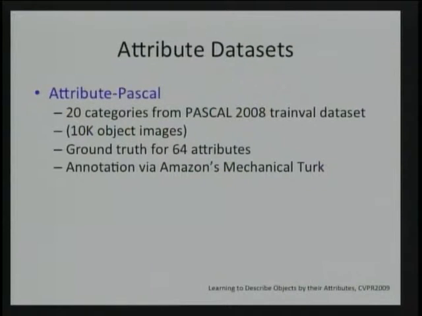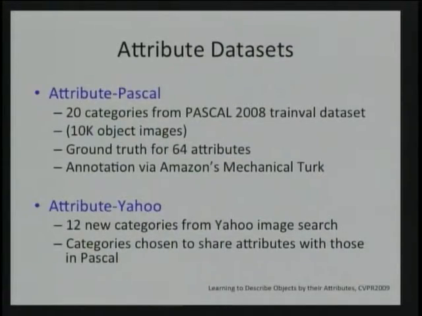This is one of the very first instances of using crowdsourcing services like Mechanical Turk in the vision community. I wanted to study the problem of unfamiliar objects. I also built another data set. I'm going to call it the Yahoo data set. These data sets contain objects from different categories, different from Pascal.